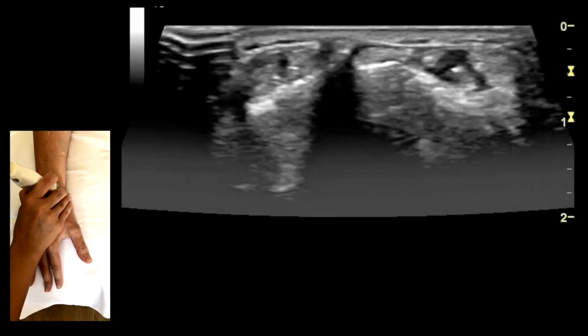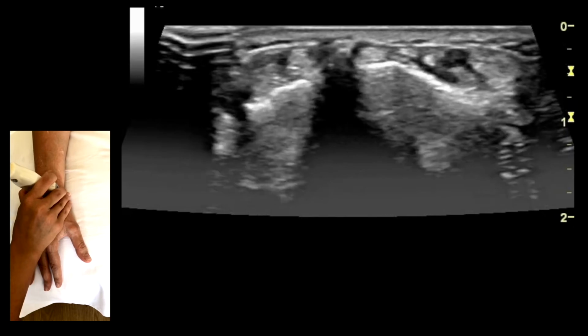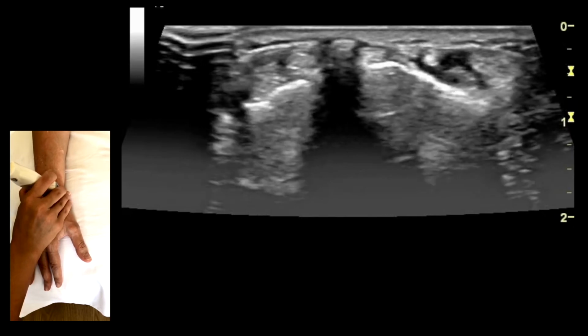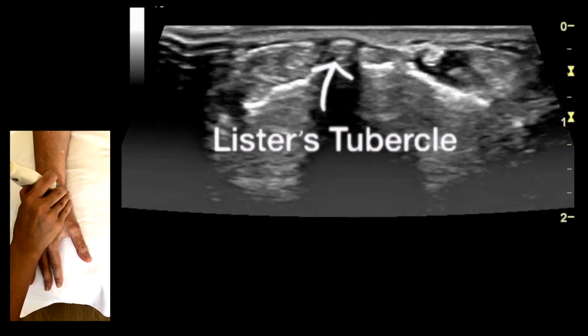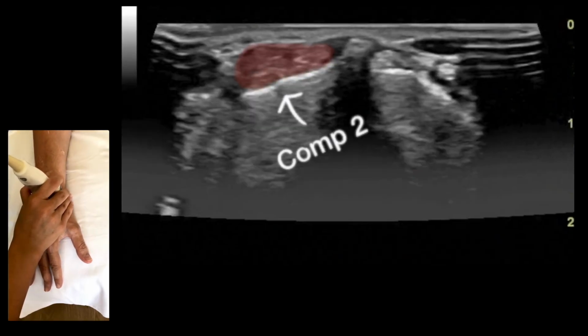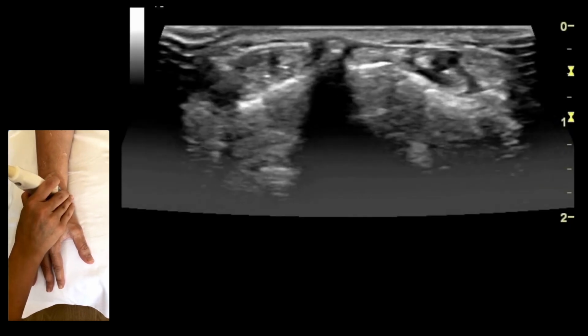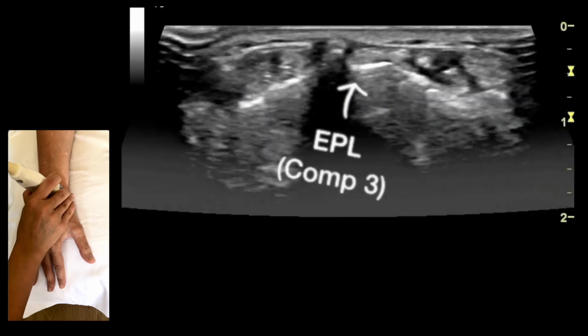To examine the distal intersection syndrome, similarly place the ultrasound probe so its orientation marker is facing the radial side of the wrist, and then find the Lister's tubercle. Then you will see that second extensor compartment on the radial side of the tubercle, and the third extensor compartment is found at the ulnar side of the tubercle.